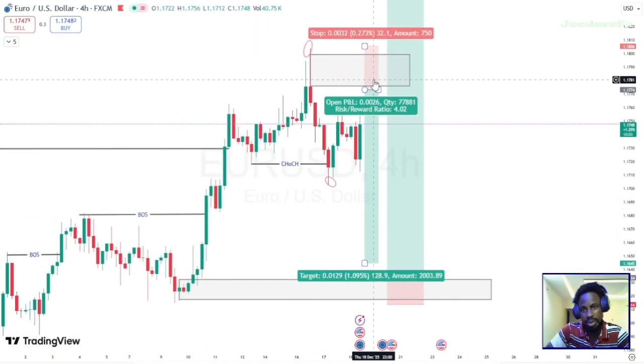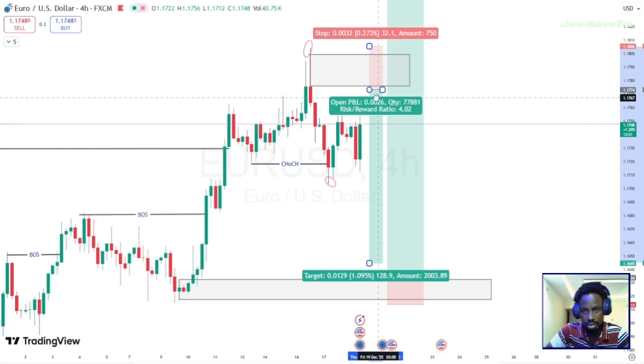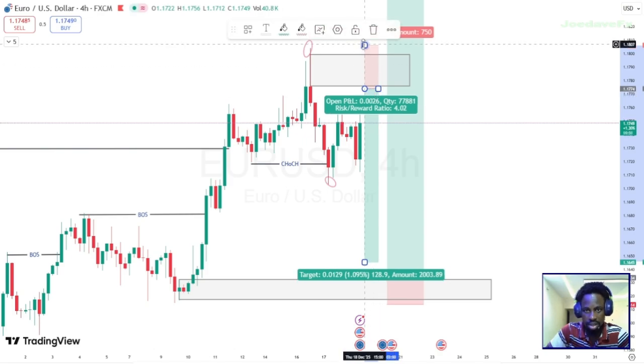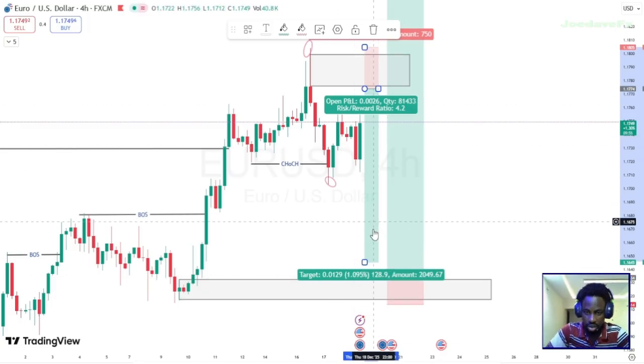Notwithstanding, once price taps me here for a sell, something like this, let's just adjust it. Let's put the stop loss just here. So this is 1 to 4.2, but it's okay with 1 to 4, so I'm just going to reduce it to 1 to 4.